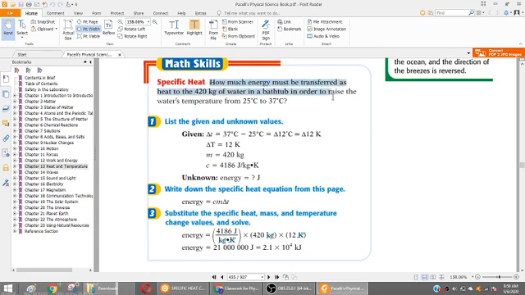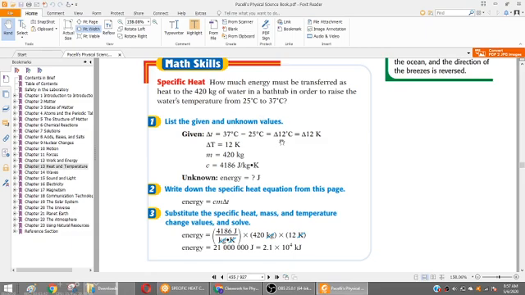How much energy must be transferred as heat to the 420 kilograms of water in a bathtub in order to raise the water's temperature from 25 degrees Celsius to 37 degrees Celsius? So this doesn't need to be in Kelvin in this particular case because Celsius and Kelvin are 1 to 1. So for every 1 degree of Kelvin increase, we have a 1 degree Celsius increase in temperature. So we don't need to worry about that conversion. But with that said, the change in temperature is final minus initial.